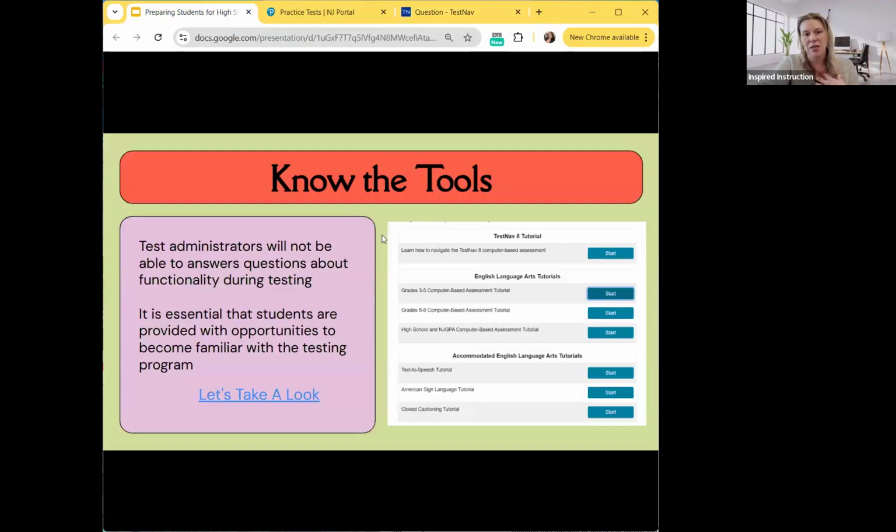So that's best practice number one, is making sure that the students are familiar with the actual module and the program that they're going to be using. Because even if they can read and they can write and they can do all these different things, if they don't know how to use the process on the actual testing program, it's all for naught.